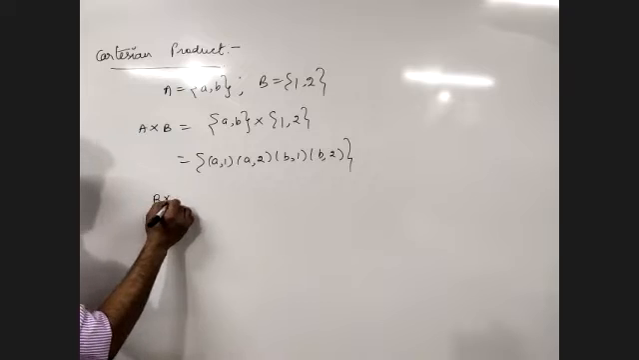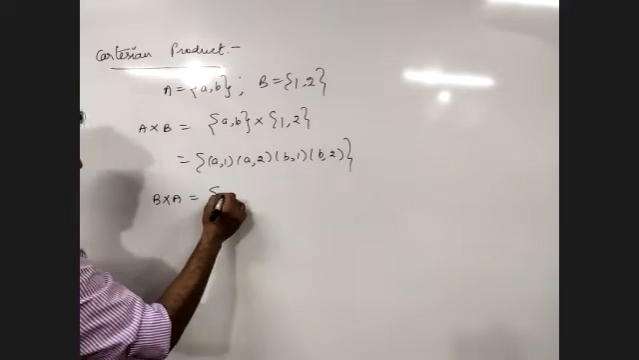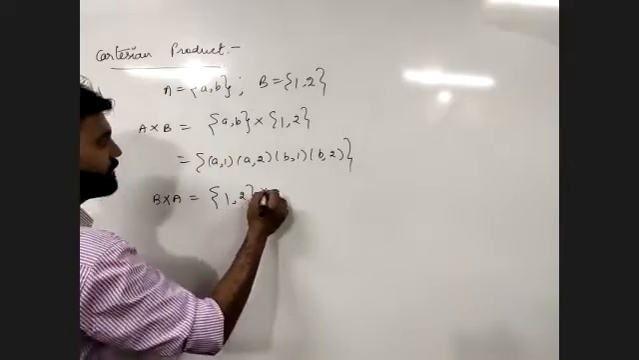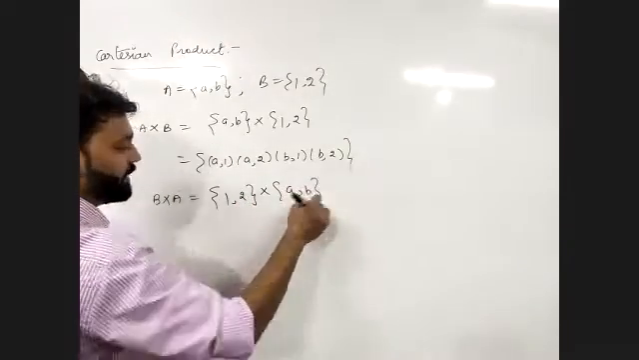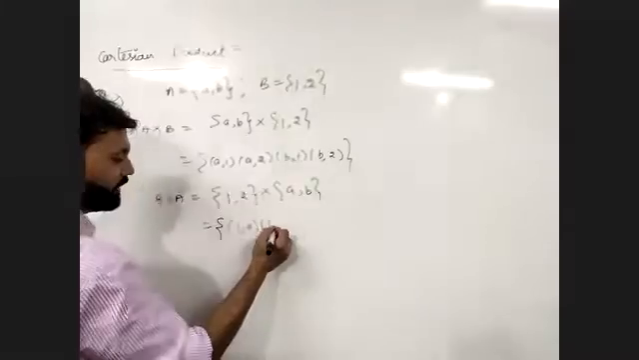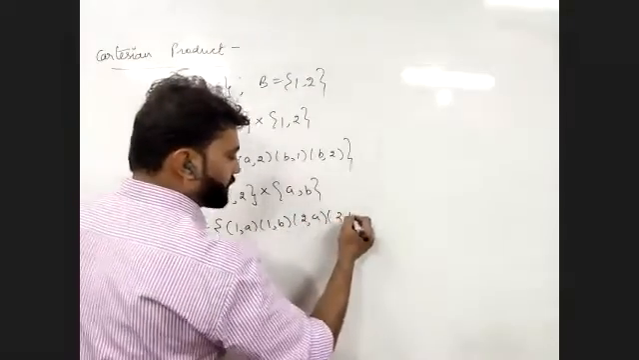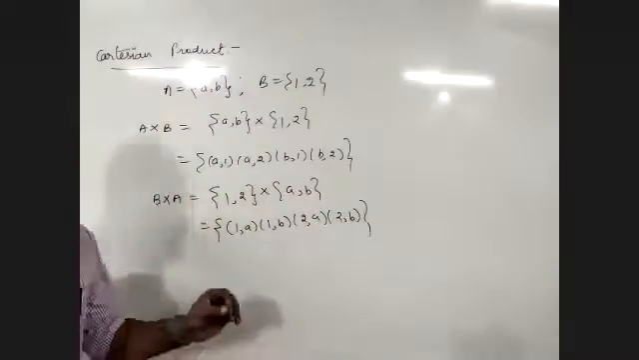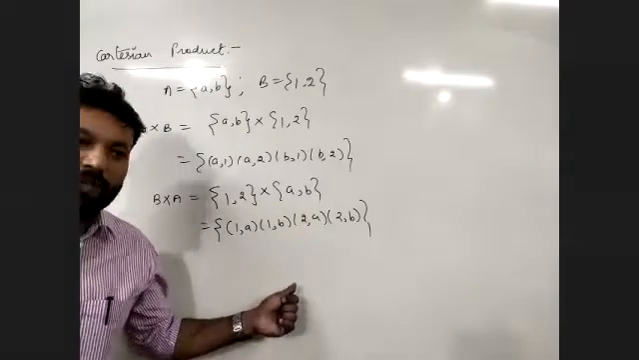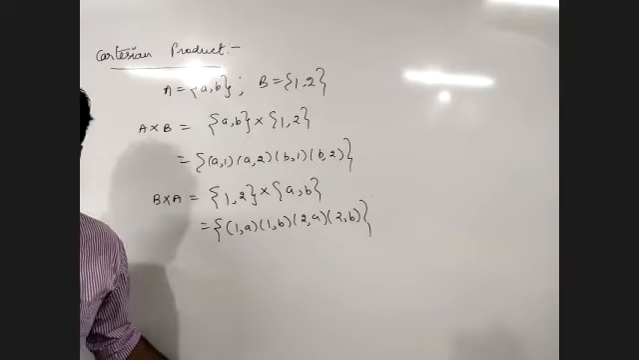What if we have to find out B cross A? We'll write B first. So this will be {1, 2} and {A, B}. So this will be, all of you together, (1, A), (1, B), (2, A), (2, B). Is it clear? Now, can you make a conclusion that A cross B is not equal to B cross A? Sure? पक्का?